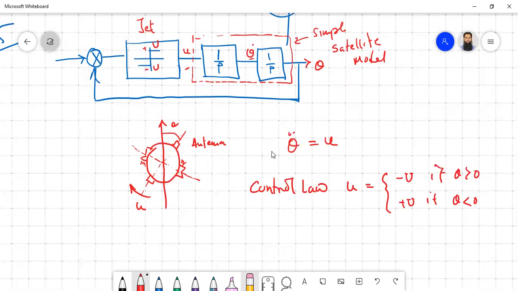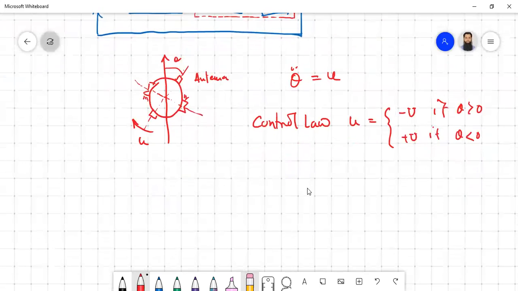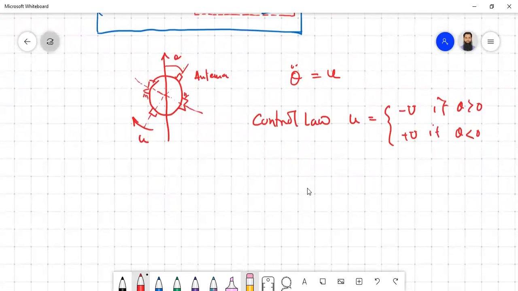Okay. Now we have to find the phase portrait of this particular system. I am going to do that using the direct method. Our equation is very simple: theta double dot equals u. So theta double dot can be written, same as before, as d theta dot by dt equal to u.